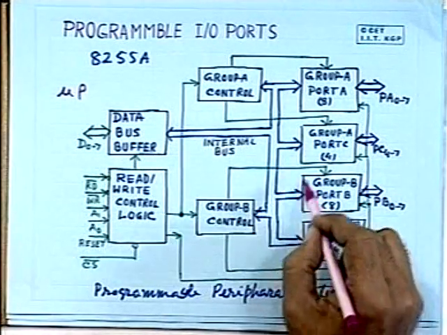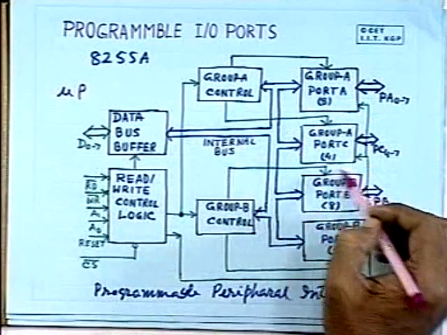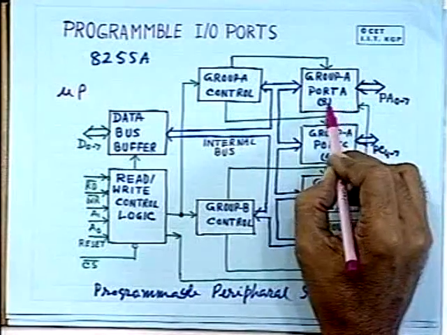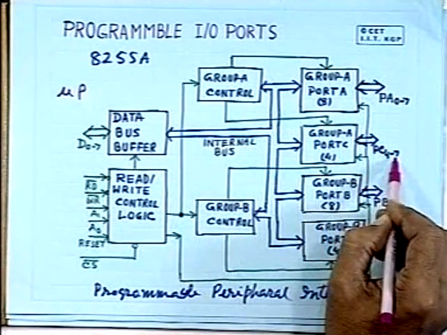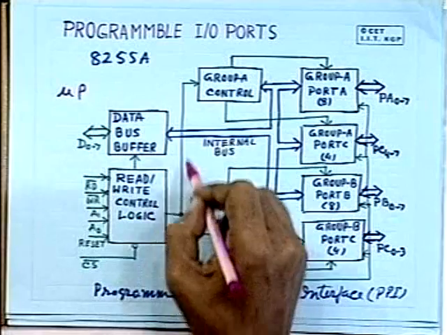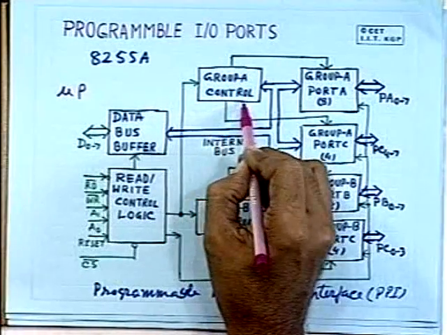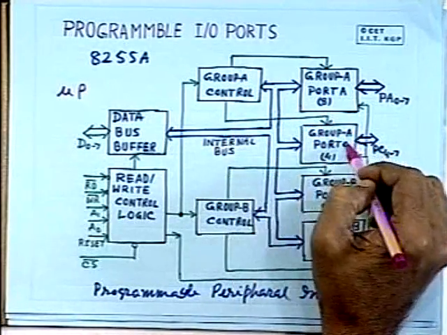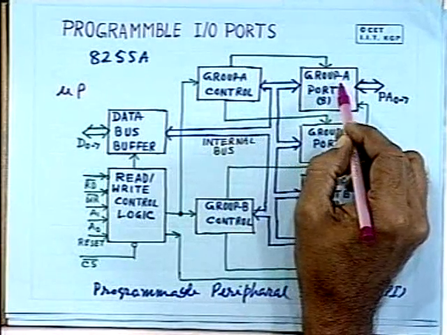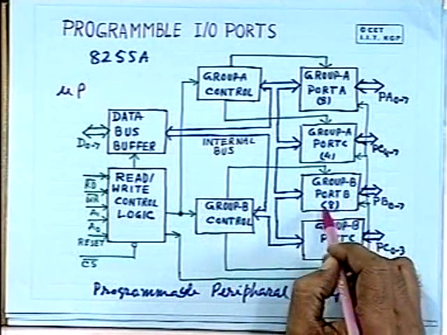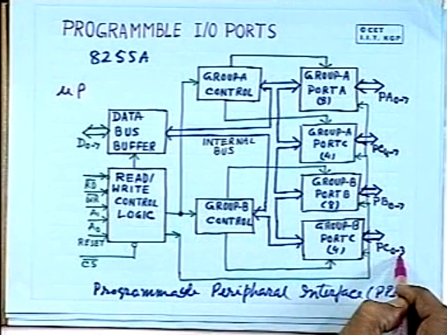Actually, for the convenience of discussing the operation of the 8255, the operation has been divided into two groups, group A and group B. Under group A come port A and four port lines of port C, PC4 to 7. That's why the read-write control logic generates a signal going to the group A control, which controls the 4 bits of port C and the 8 bits of port A. Similarly, the group B control controls port B and part of port C, PC0 to 3.